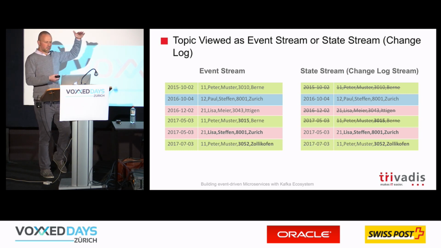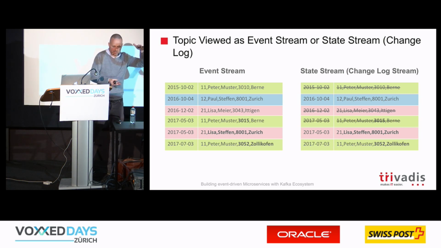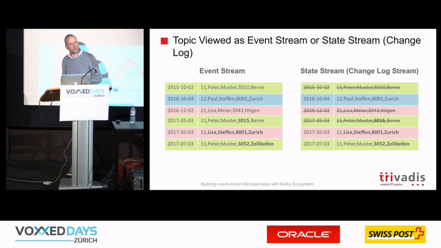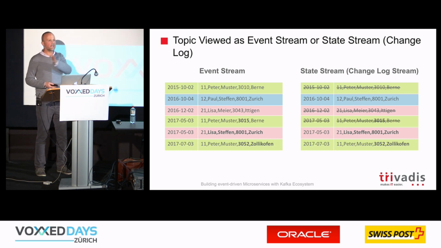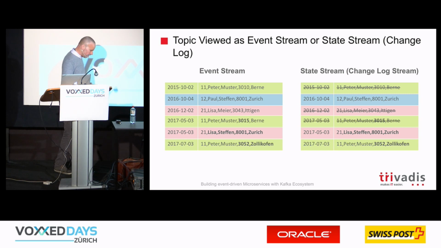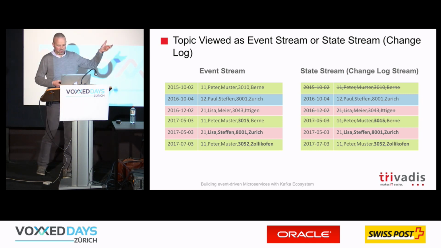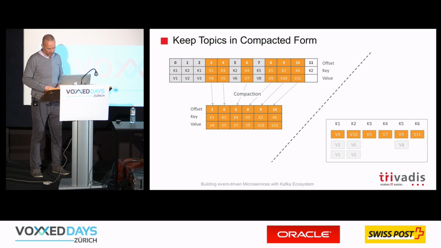And now you have a compacted topic, and that topic is smaller. And of course, if you start from the beginning, you have to read less data to get a complete picture of your customers. Of course, this only works if your change always contains all the data. If your change only contains the address change, then of course it would not work. So that's something, of course, you have to control.